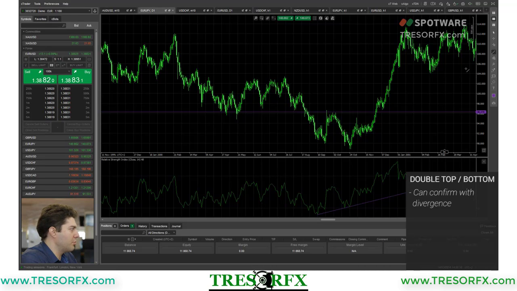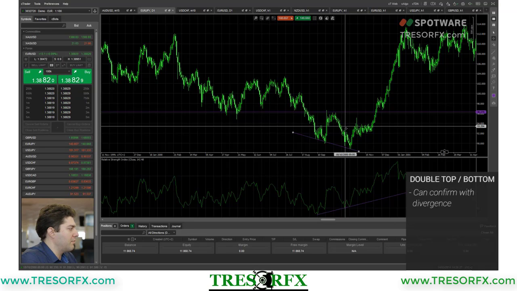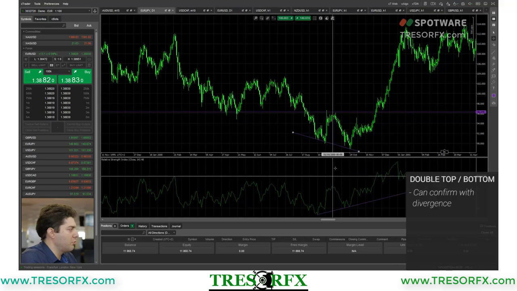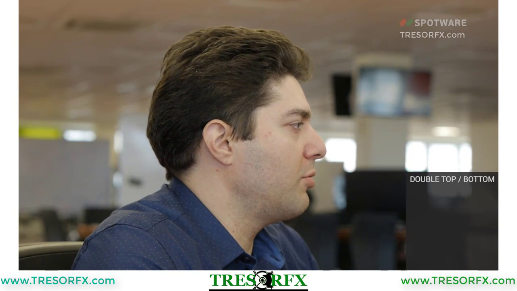Let me show you the slope. Here we have a downward slope, and here we have an upward slope. So it shows you that actually the reversal might be happening because there is a difference in slopes. It shows you that the trend is weakening. So that's it about double top and double bottom.